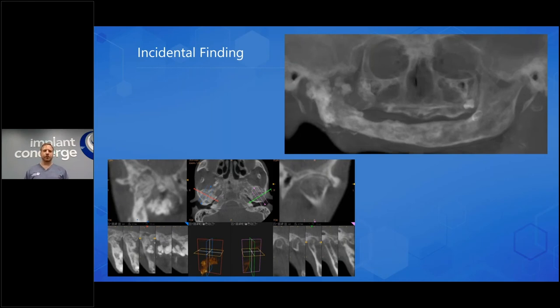But here you can see the osteomyelitis is the reason that the bone fractured, because it's dying, it's dead. And so that's a common finding, the pathologic fracture, especially in edentulous patients.